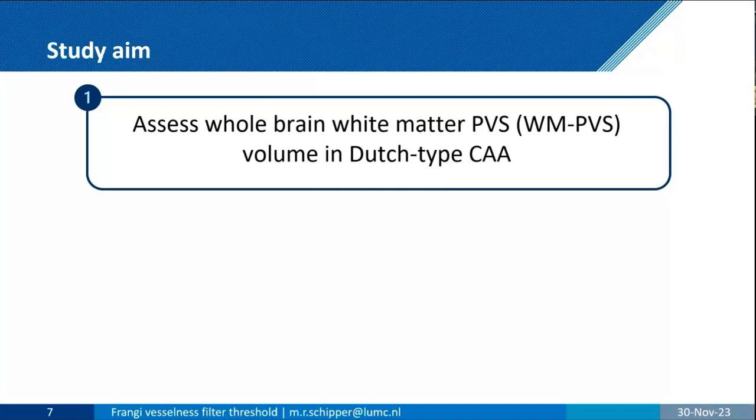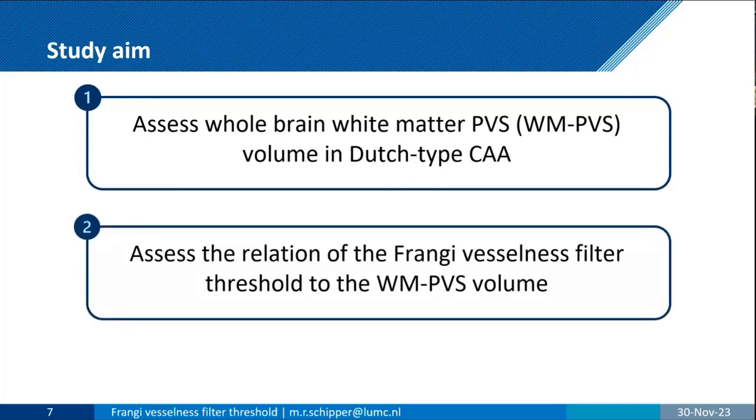So the aim of the study first is to assess the whole brain white matter perivascular space volume in Dutch type CAA. And second, we also wanted to assess the relation between this Frangi vesselness filter thresholds that we determined for each individual. And we wanted to check the relationship with the actual volume that we got out of this.